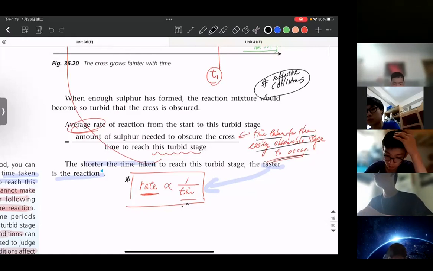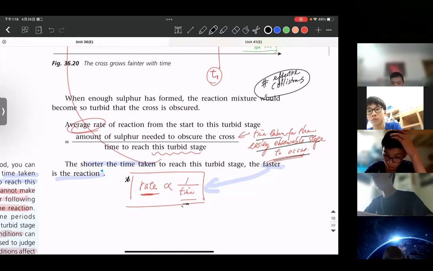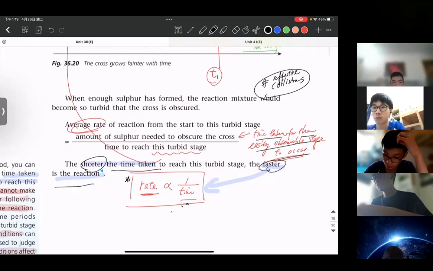Okay, so because we have got that 2 data only, what I'm going to do is to make the time and 1 over it and try to use this data to measure. Of course, you know that the shorter the time taken, the faster is the reaction. So that is the relationship.